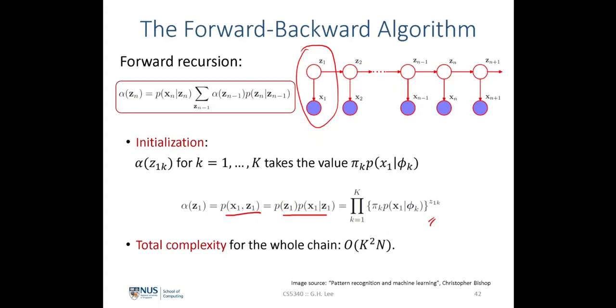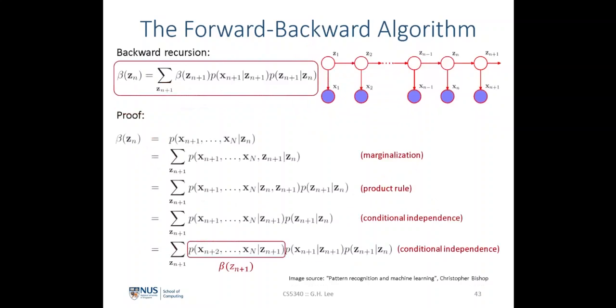And since pi and phi, which are our unknown parameters here, are actually initialized by theta naught, which is already a known value, we can evaluate this particular probability, the joint probability of x1 and z1, completely. And hence, as mentioned earlier, the total complexity for the whole chain is actually k squared multiplied by n number of random variables.